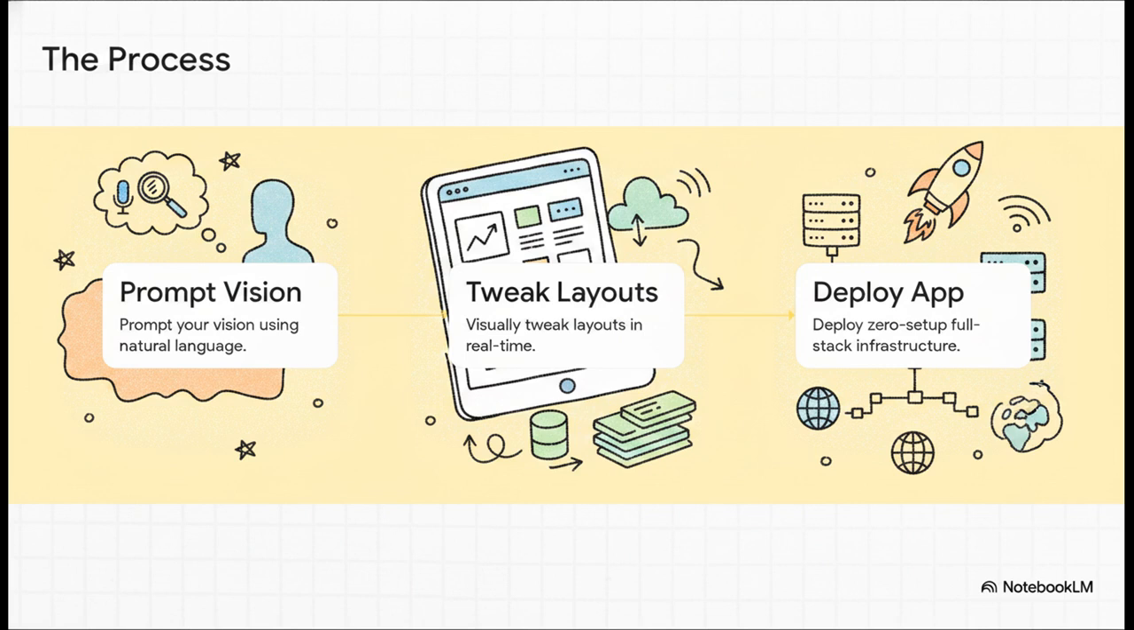Finally, step 3, you deploy. Because Ajath uses zero setup, full-stack infrastructure, your database, hosting, and over 100 API integrations like Stripe, OpenAI, or Google Workspace, they are already configured. The whole shebang. You get a live, production-ready, shareable URL right from day one.